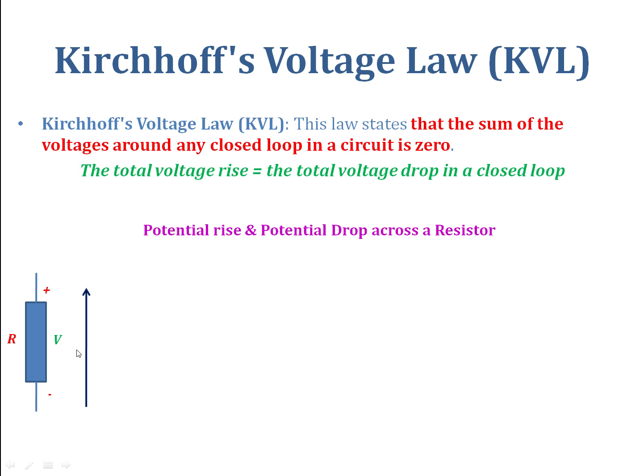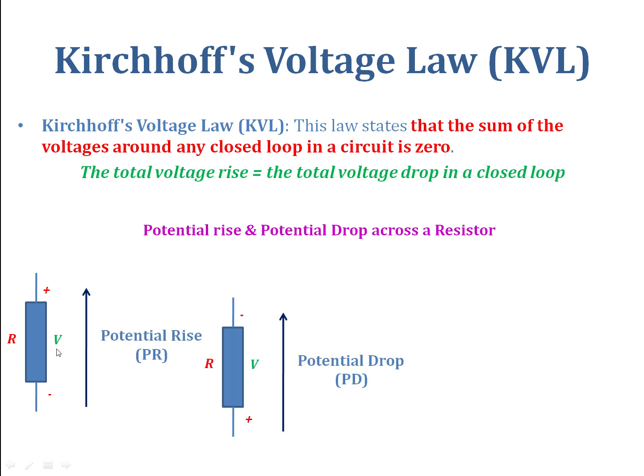We say that there is a potential rise when we traverse through any circuit element from negative marked terminal towards positive marked terminal. So here we have a resistor, and due to some current that is passing through the resistor, a voltage can be set up, and that voltage could have polarity as labeled like this. So in this case, the direction of traverse through the resistor is from negative marked terminal towards positive marked terminal. So in such a case, we say that there is a potential rise. So in that case, this V is a potential rise.